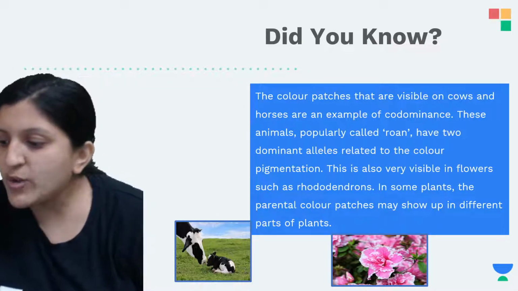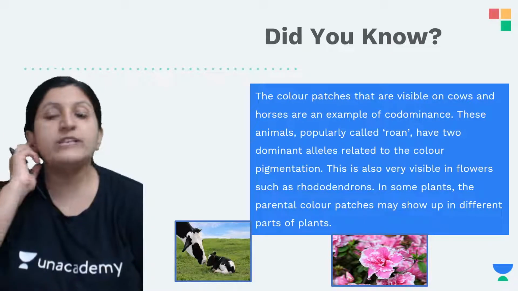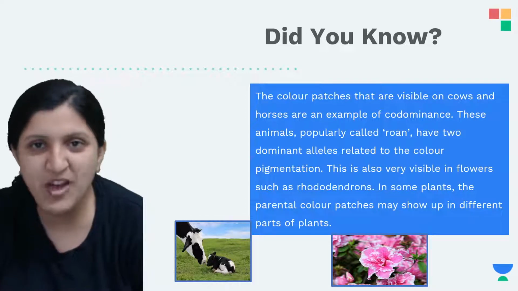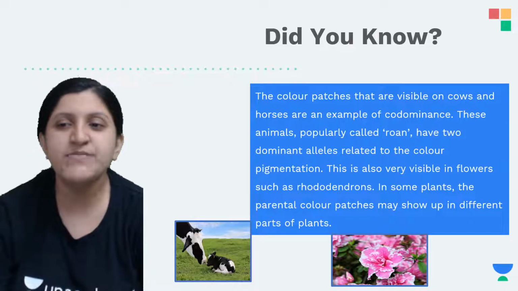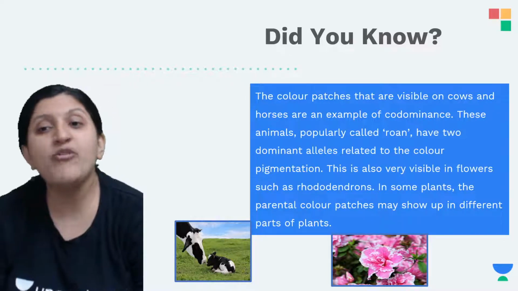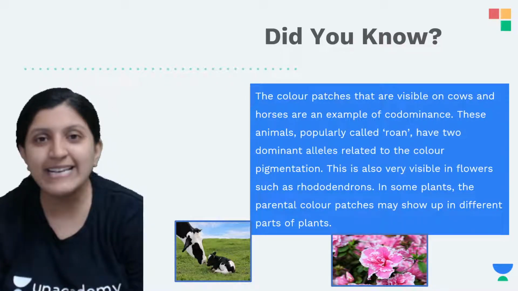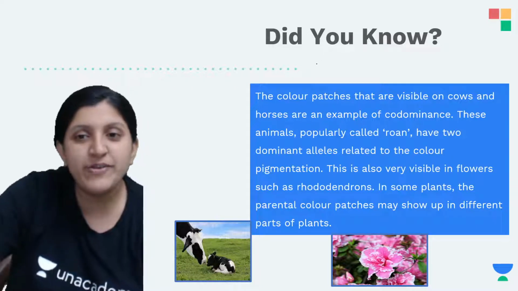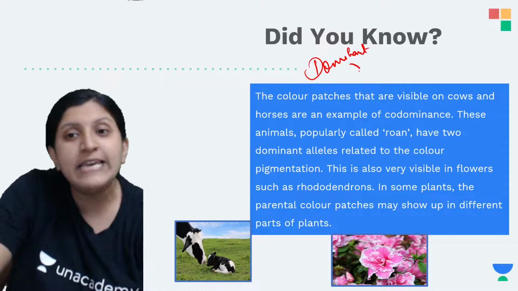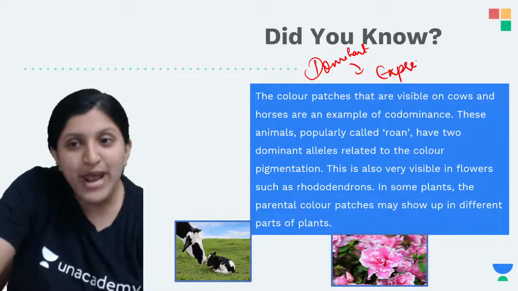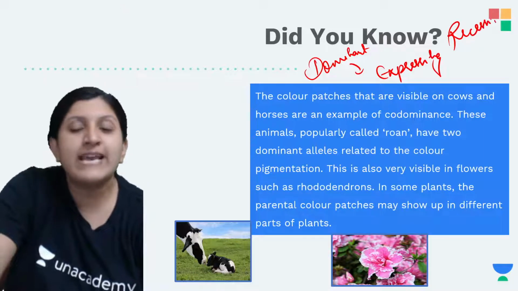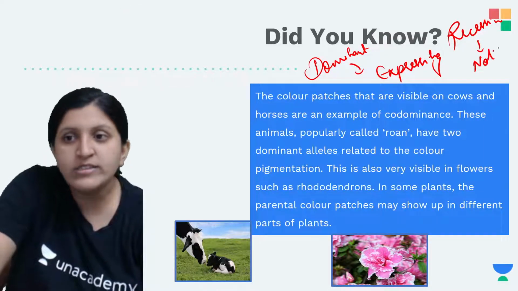Alright, so let's have a look at this. The color patches that are visible on cows. You might have seen cows, or horses again, which are having these. These are an example of codominance. What exactly is that? When we mention a dominant allele, the dominant allele is always expressing itself, and the recessive allele does not express itself.